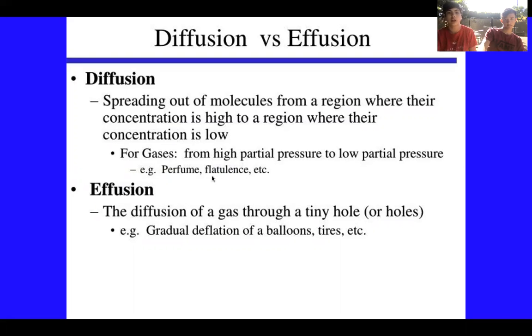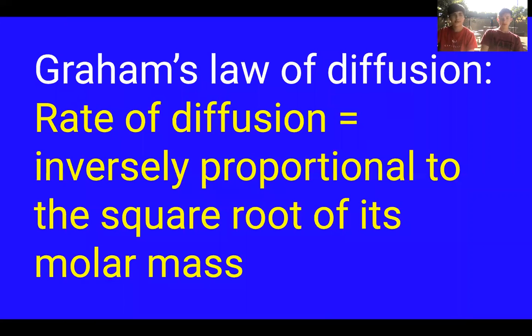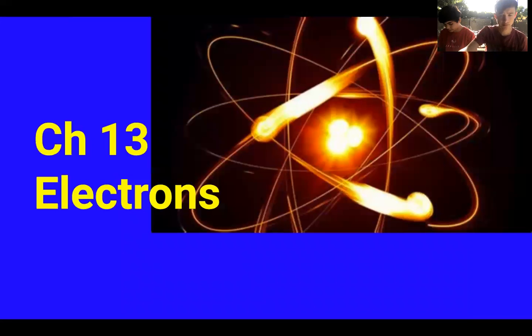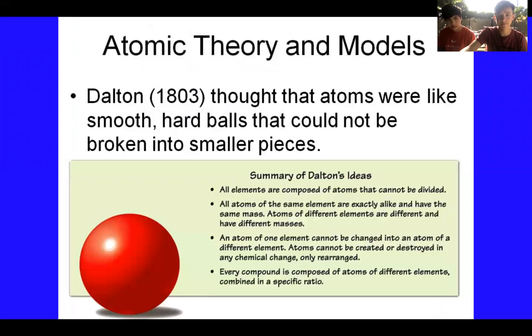Effusion is the diffusion of a gas through a tiny hole or holes. Examples are the gradual deflation of balloons and tires. Graham's law of diffusion: the rate of diffusion is inversely proportional to the square root of its molar mass. Rate 2 over rate 1 equals the square root of mass 1 over mass 2.